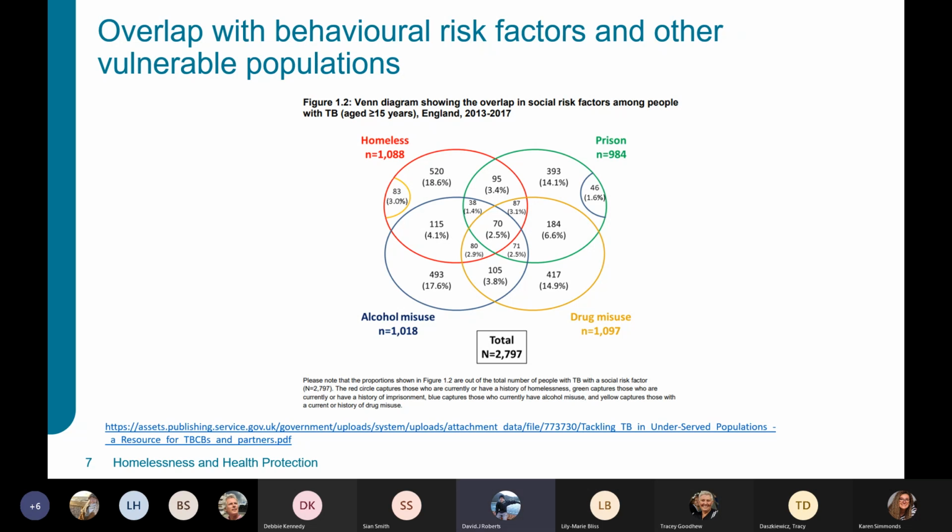So what this shows is TB cases between 2013 to 2017 with a social risk factor. It's not all TB cases, it's all cases with a social risk factor, with these 4 social risk factors. And it just shows the overlap between them. So for example, there's just over 1,000 people who are homeless, and then of those, about just 150 or so, for example, had a history of drug misuse. And so more than half, or just about half of those who are homeless, or listed homelessness as a social risk factor, had one of these other social risk factors as well.